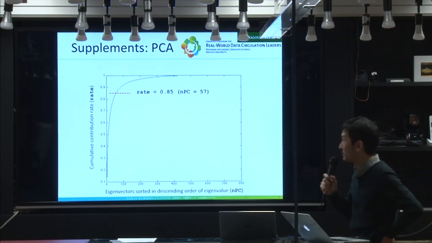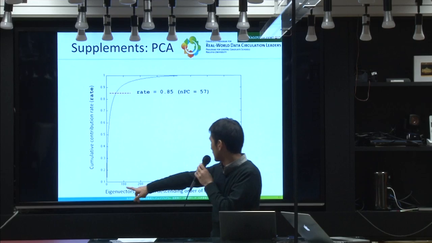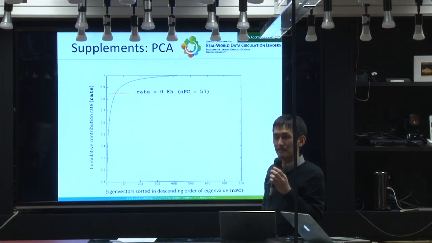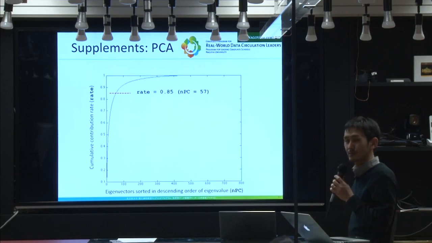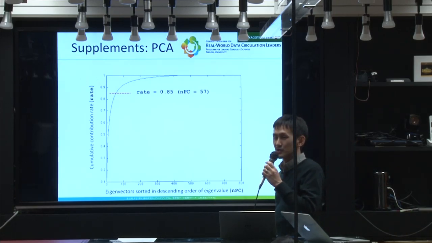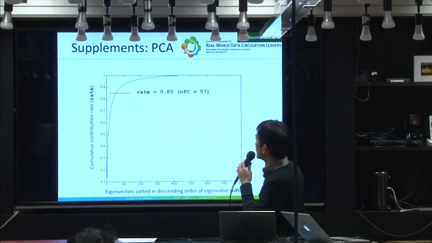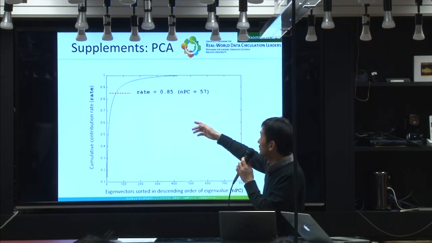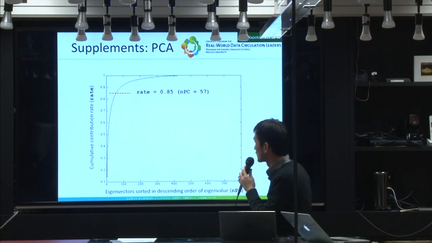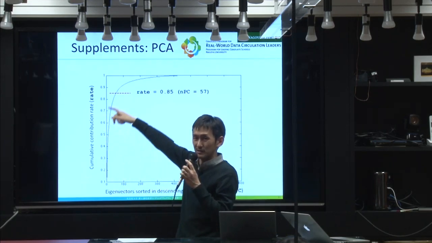So this is a supplemental figure. This figure shows the relationship between the number of eigenvectors and the cumulative contribution rate. I think you selected 85% for the cumulative contribution rate. So then you used 57 eigenvectors, okay, and this graph shows the first eigenvector is very important.